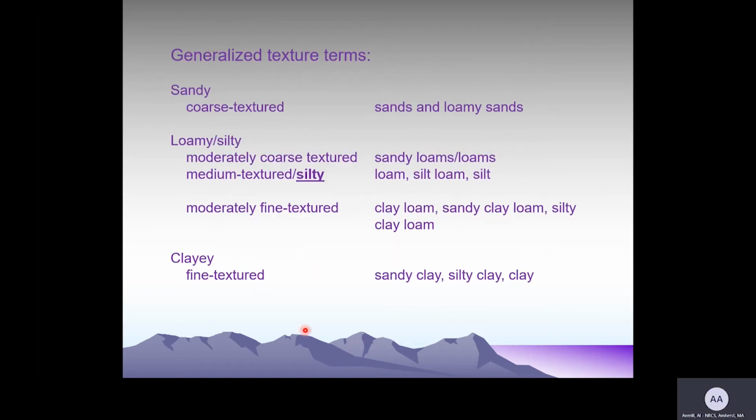I might throw out some generalized terms, especially when talking about parent materials. If I say this is coarse textured, we're talking about sands and loamy sands, mostly sandier soils. Loamy or silty are sort of the middle of the road, with silt loams, sandy loams, fine sandy loams and so forth. And clay textures are those that really do have a higher clay content. You're going to tend to see the word clay in the texture class name.